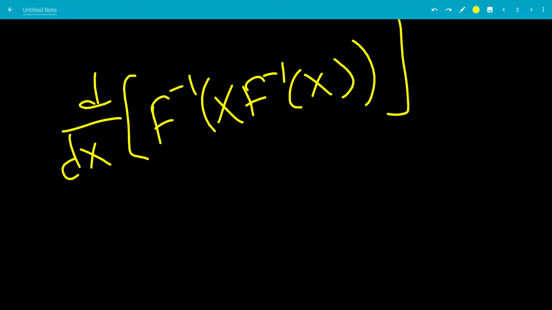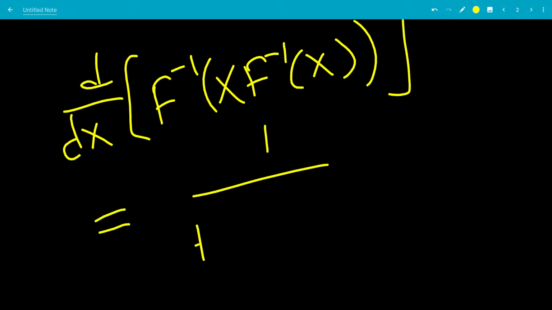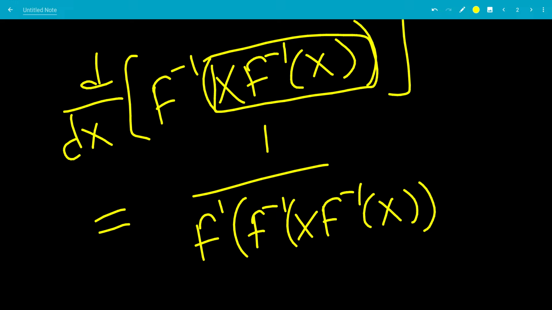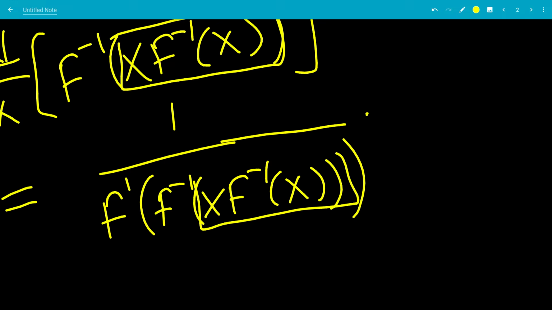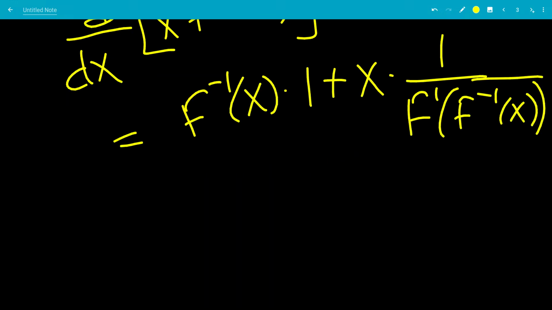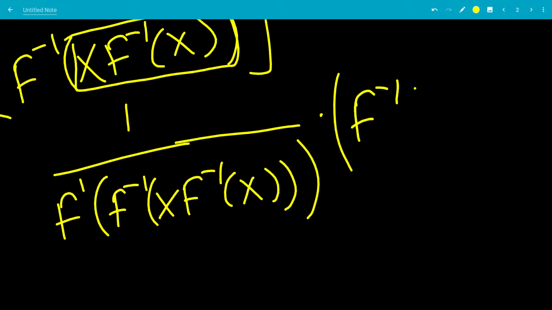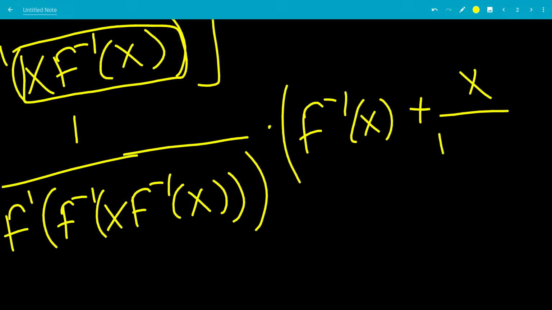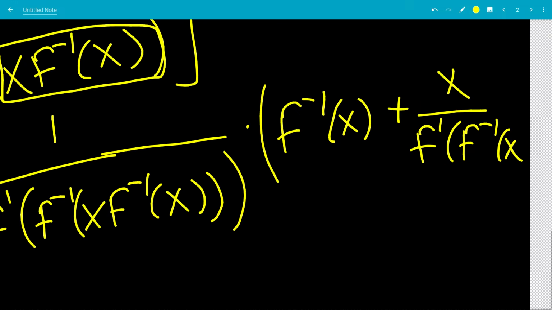So now the derivative will be 1 over f prime of f inverse of the inside, which is x times f inverse of x. Okay, so we have 1, 2, 3 parentheses. We need 1, 2, 3 parentheses. Then we do the derivative of the inside with respect to x of that. So we just found out that is multiplied by f inverse of x, and then we have plus x over f prime of f inverse of x.